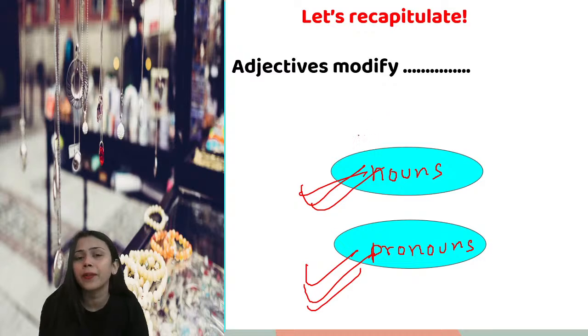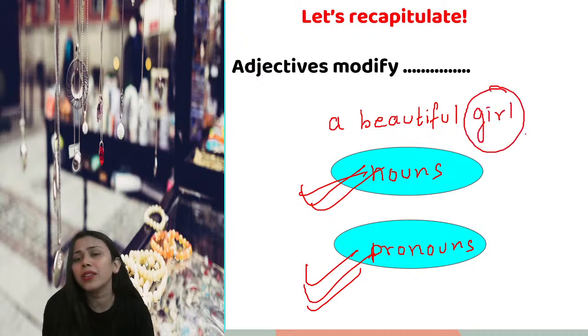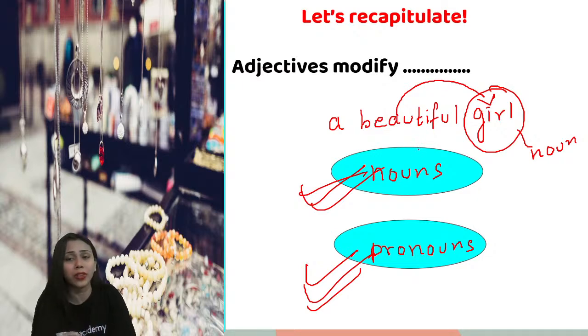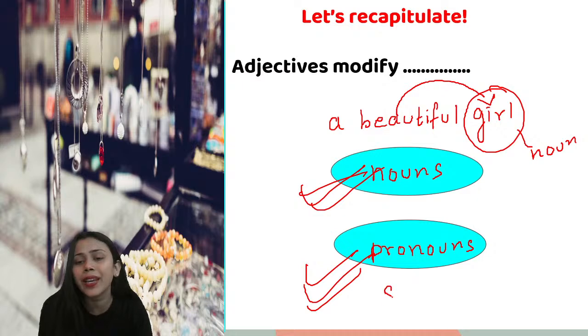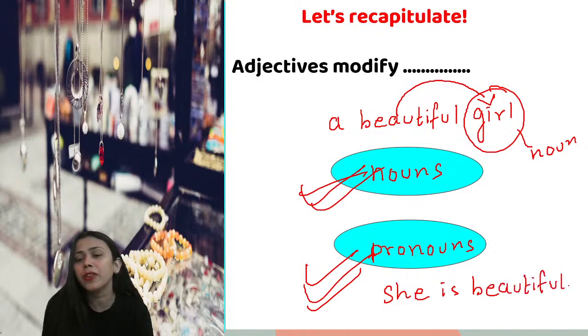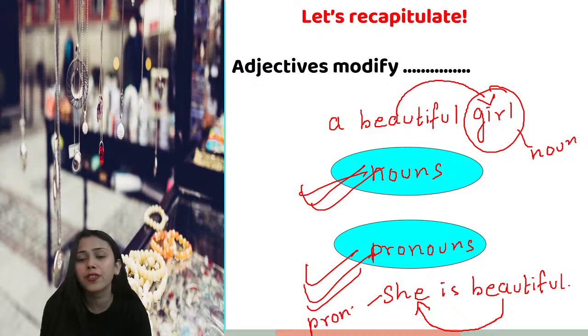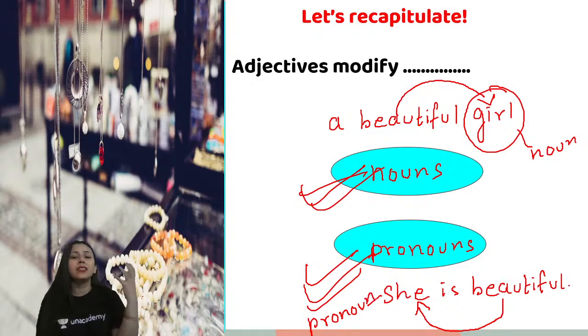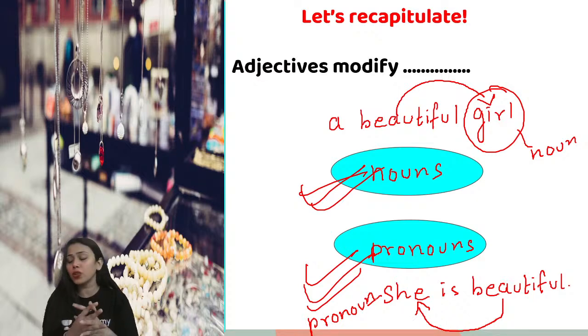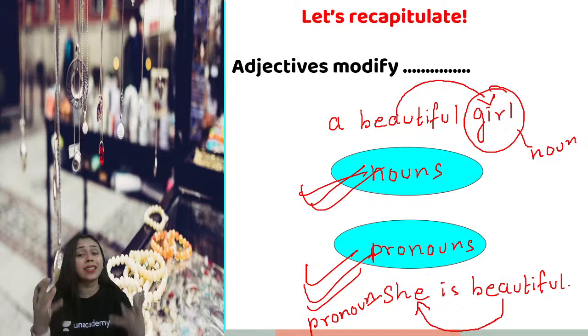One example I'll give you here: a beautiful girl. You can see this noun, girl, is getting modified by the adjective beautiful. Now one example where an adjective is describing a pronoun: she is beautiful. Here beautiful is describing a pronoun, which is she. So adjectives describe nouns as well as pronouns. Adjectives are describing words for nouns and pronouns. Examples I gave you there.